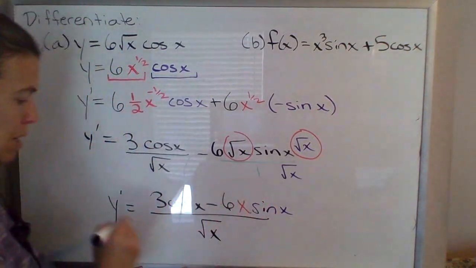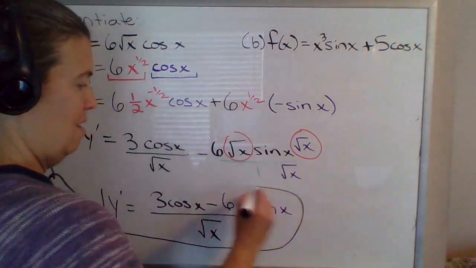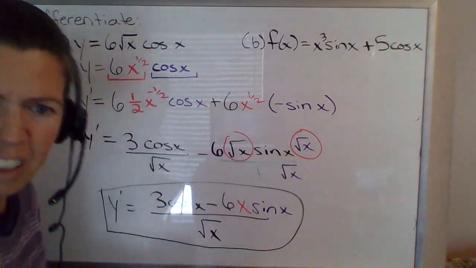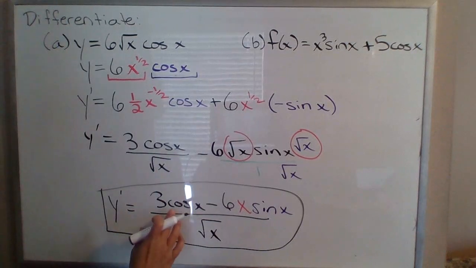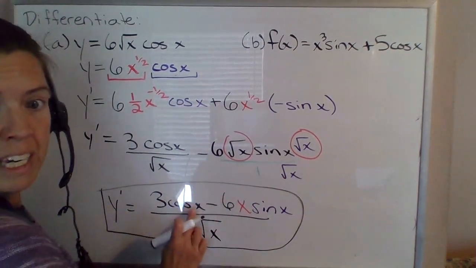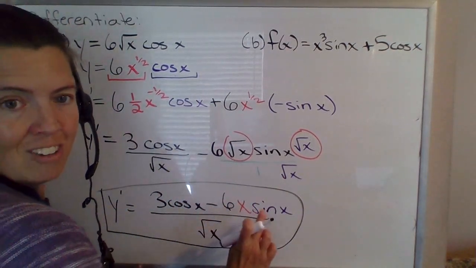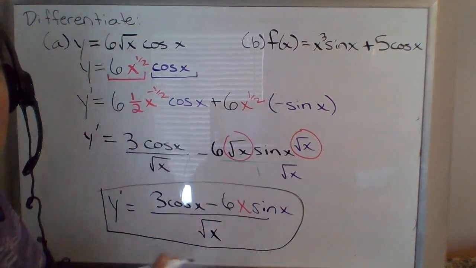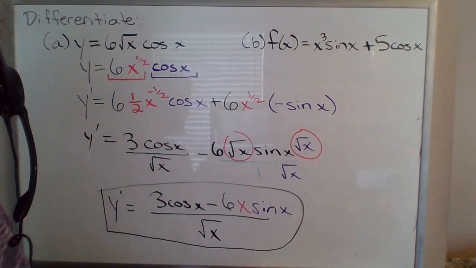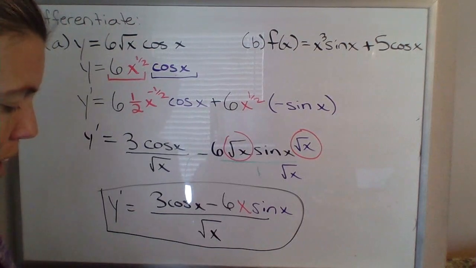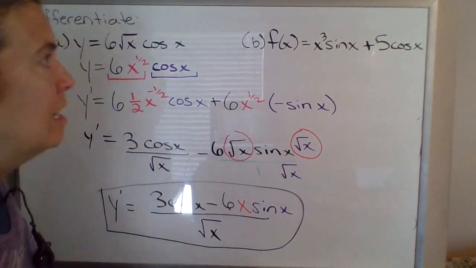I'm sorry about the glare from the window there. I don't have the perfect setup, but yeah, that's a little hard to read. But what this says is 3 cosine x minus 6x sine x over square root of x. There, I blocked the glare for a second. Okay, so that's example A.